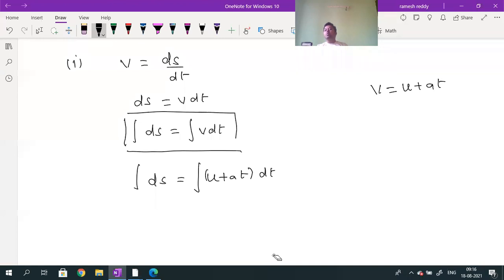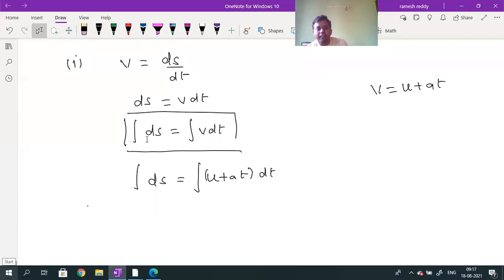Whenever a varies with time, the first equation of motion is given by integration of ds equal to integration of v into dt. I know v is equal to u plus at, so if I substitute that, u plus at into dt, a is not constant. a is also changing with time. Okay? So this is the first equation of motion for non-uniformly accelerated motion. Whenever it is non-uniformly accelerated, the first equation of motion is given by this one only.